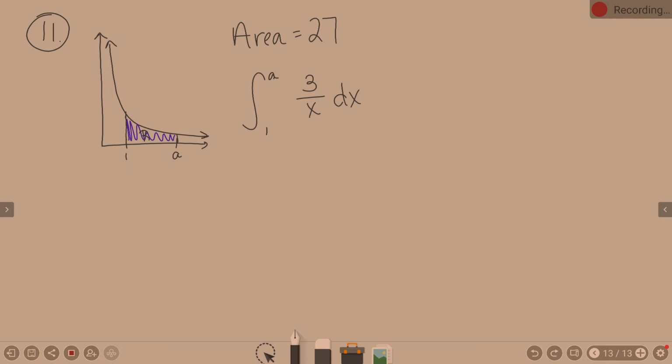Okay. The idea here is the integral from 1 to a of 3 over x dx is going to equal 27. Right? That's the idea, is that whatever we get here, that equals 27. That's how we're going to find a. Now, similar to the last problem I did, that 3 up top, is that throwing you off? Realize that 3 can do what?